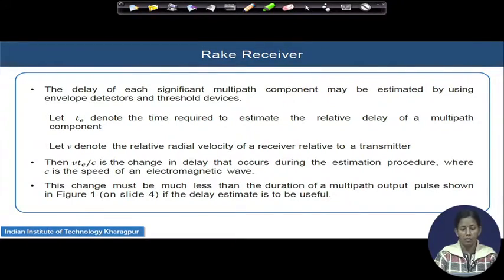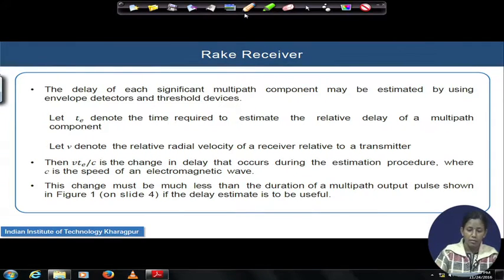Now, two more important parts. The delay of these significant multipath components needs to be estimated, right? They can be estimated by using some envelope detectors and some threshold devices. Suppose T_e denotes the time required to estimate the relative delay of a multipath component, and let V denote the relative radial velocity of the receiver relative to the transmitter. Then V times T_e divided by c is the change in delay, where c is the speed of light.